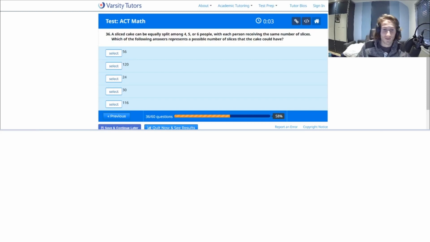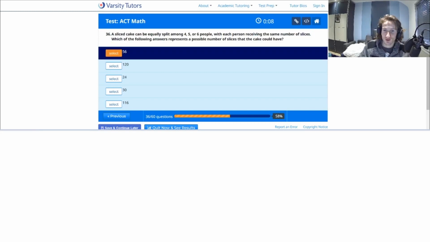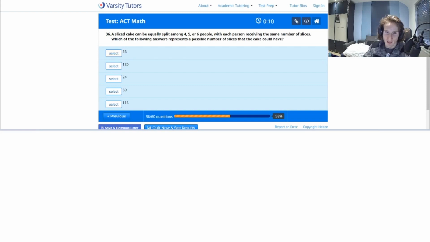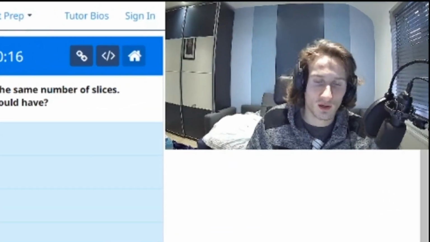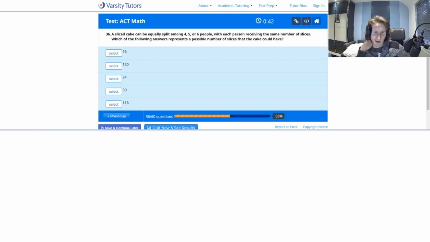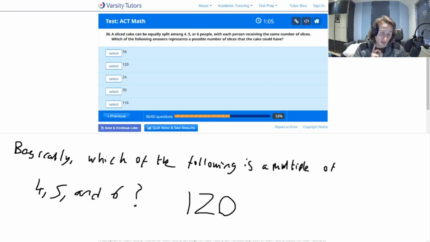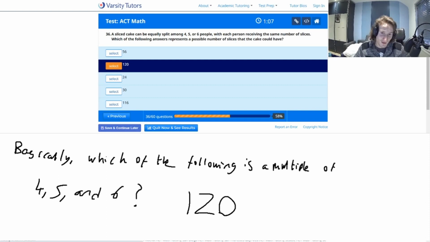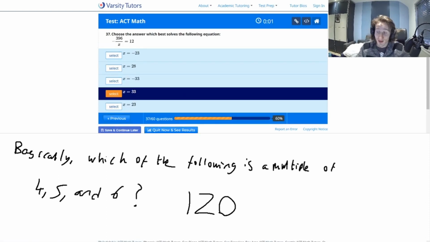A sliced cake can be equally split among 4, 5, or 6 people, with each person receiving the same number of slices. Which of the following represents the best possible number of slices that a cake could have? What? What are you waffling about? I'm just going to say 120 just for the sake of it, because I have no idea what it's actually asking me to do.